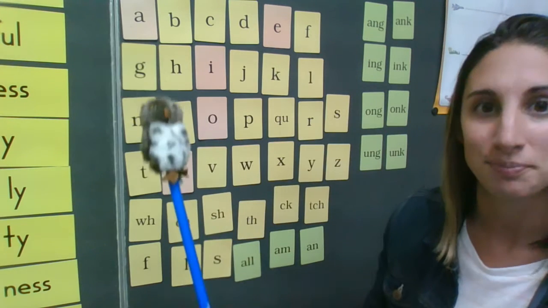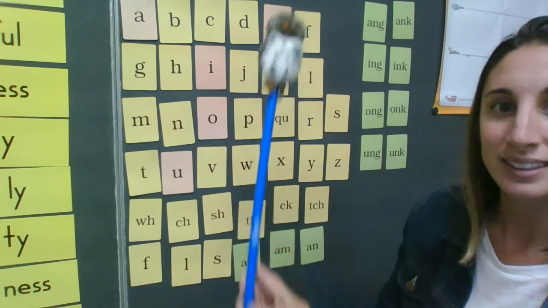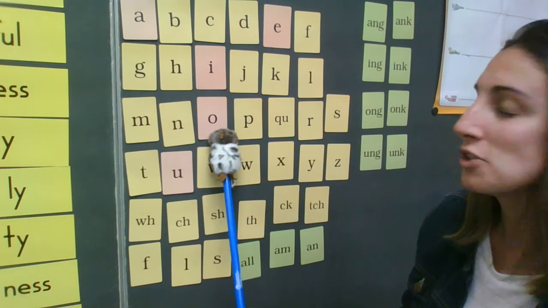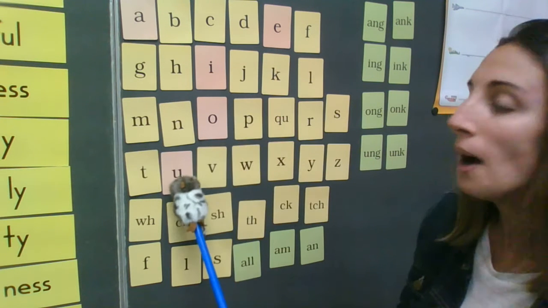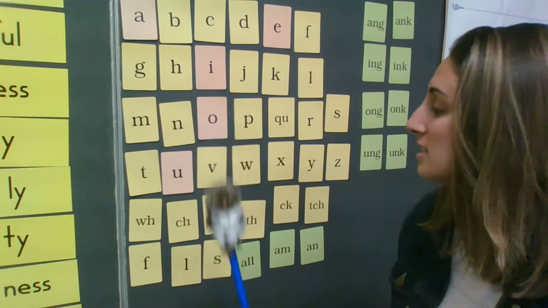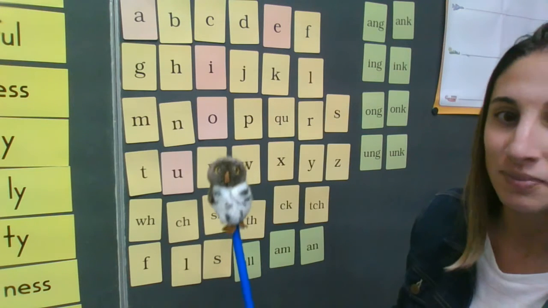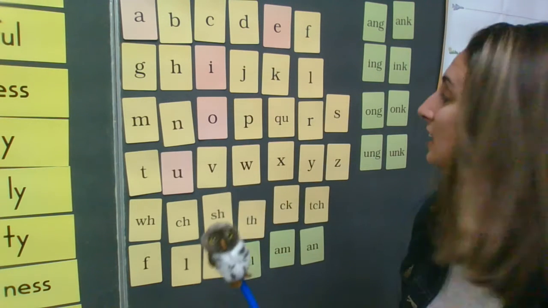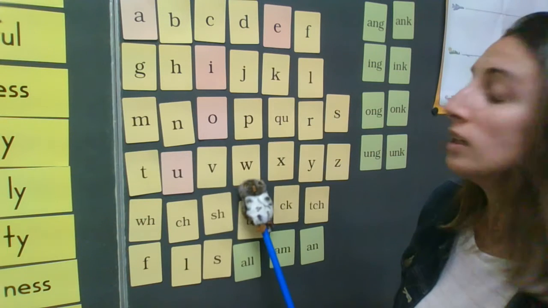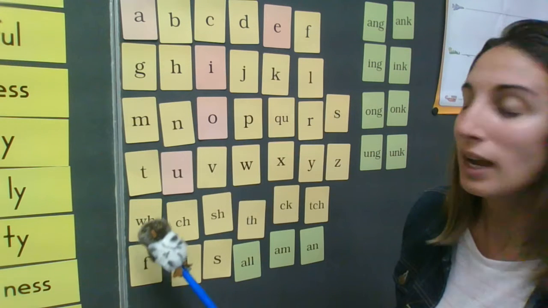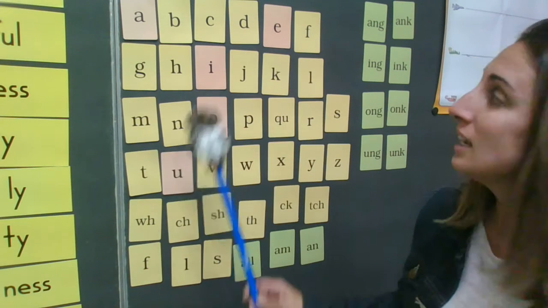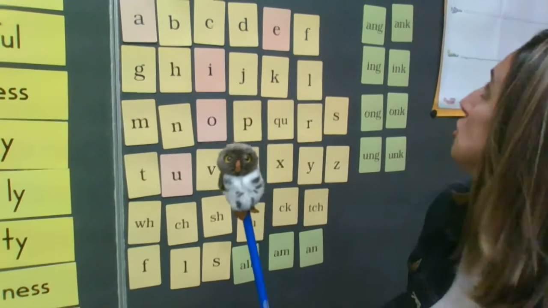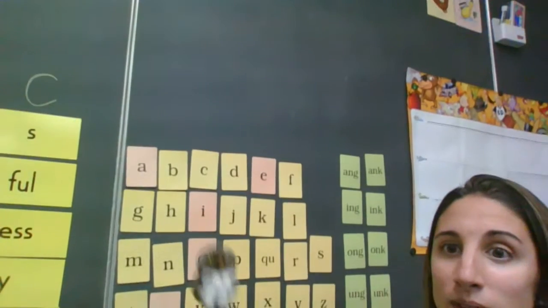A, apple, a. E, ed. I, itch. O, octopus. U, up. CH, chin, ch. TCH, catch, ch. W, wind, w. WH, whistle, w. D, dog, d. And let's not forget this one that we learned.